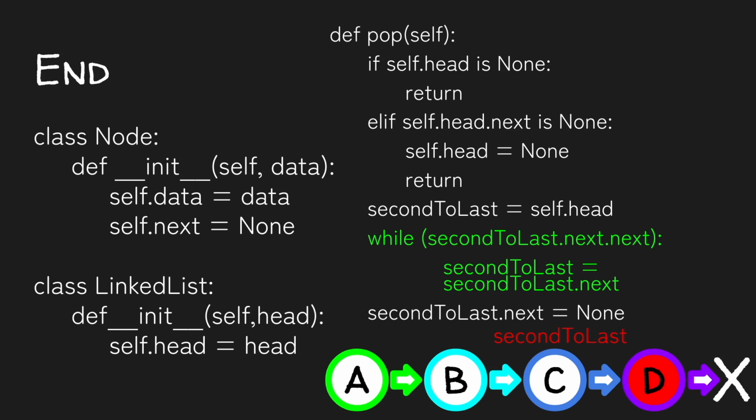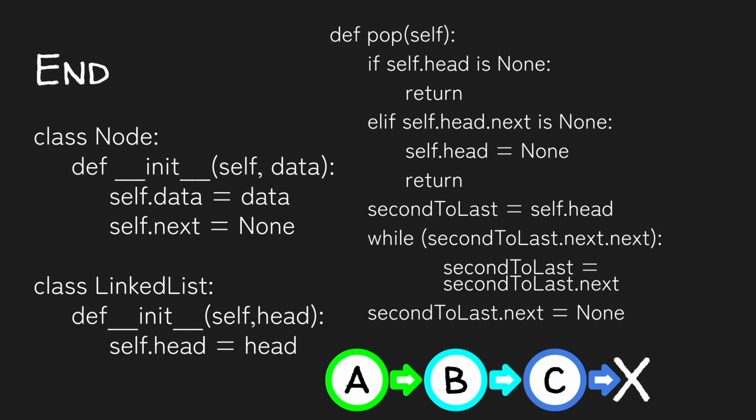Once we've found our second to last element, we set our second to last's next pointer to none. In this case, we set C's next pointer to none. And then we've successfully removed the last element, D, from our linked list.